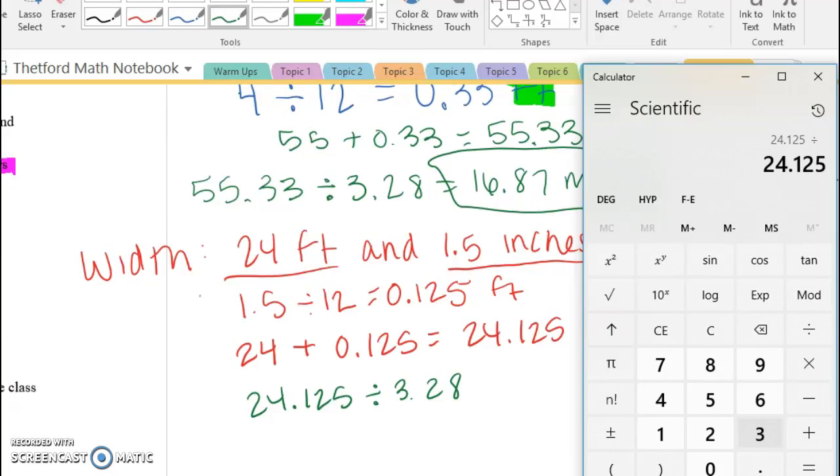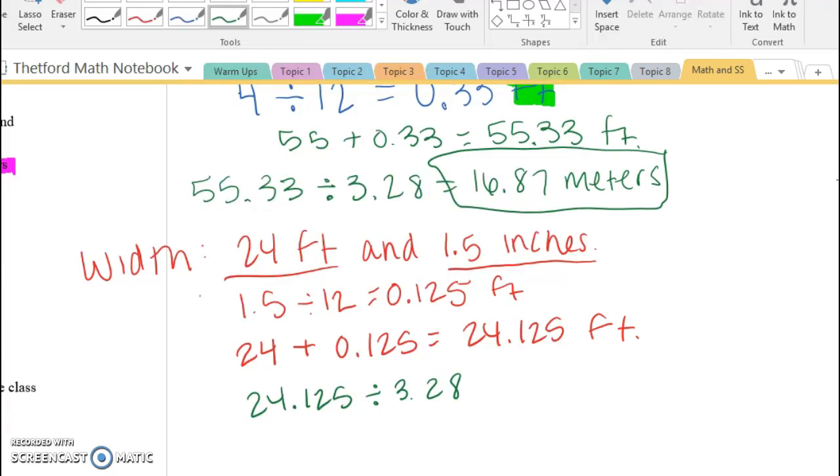And now I'm going to divide that by my 3.28. And I get 7 point and a really long decimal. Again, we are going to just round to the nearest hundredth. So this 5 makes this 5 round up to a 6. So that's going to give us 7.36 meters.